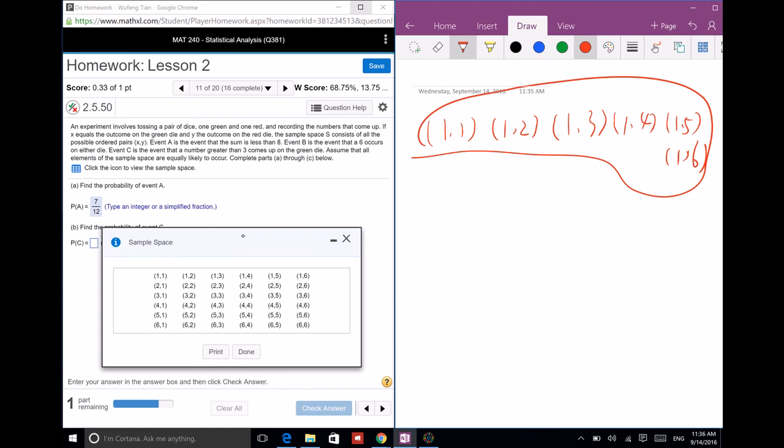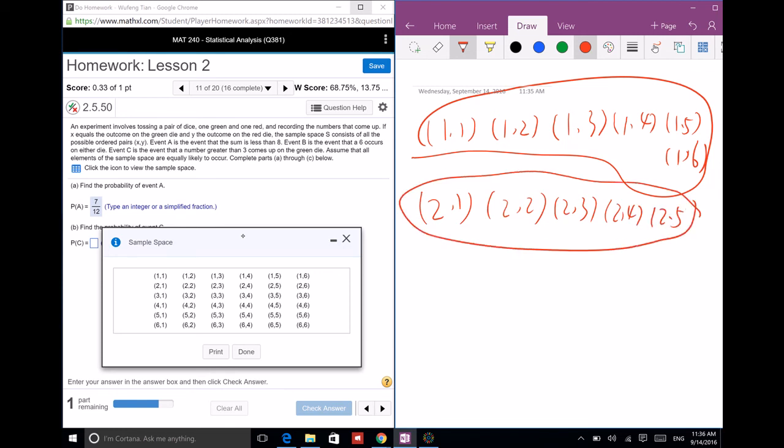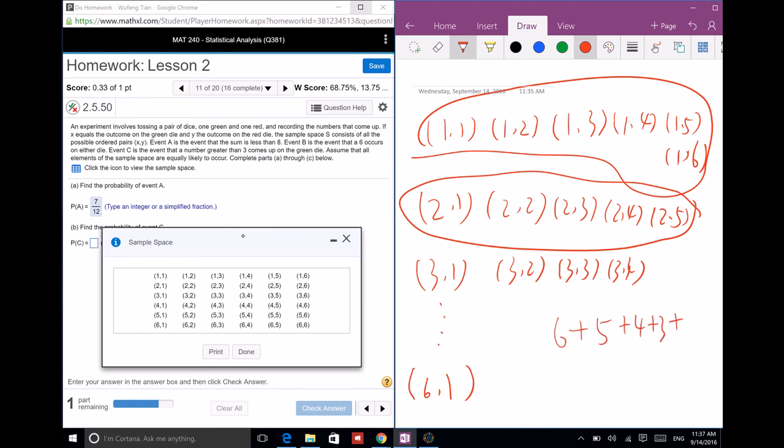And continuing the second row, you have 2, 1. You have 2, 2. You have 2, 3. You have 2, 4. You have 2, 5. This added together is less than 8 as well. The third row is 3, 1, 3, 2, 3, 3, and only 3, 4. You continue to the last one, and you only have 6, 1. So you add all of them together, it's going to be 6 plus 5 plus 4 plus 3 plus 2 plus 1. That's the total options of the sum less than 8.